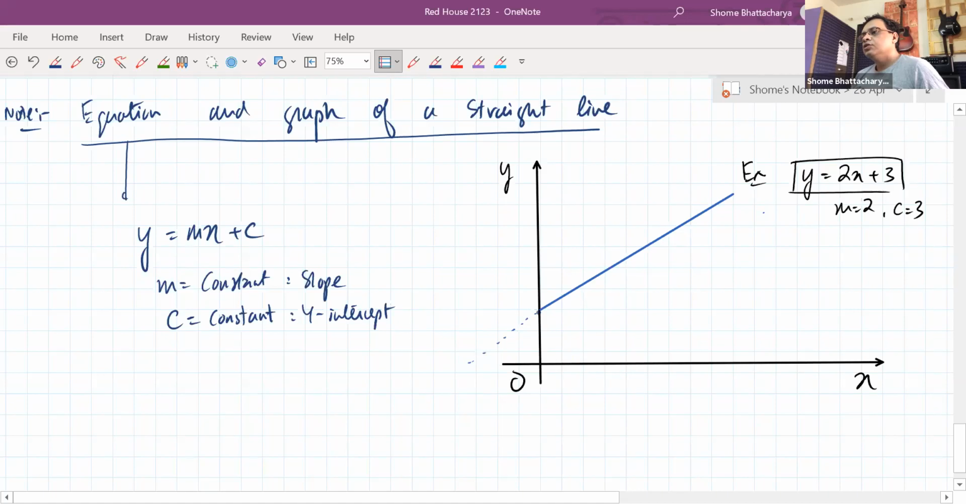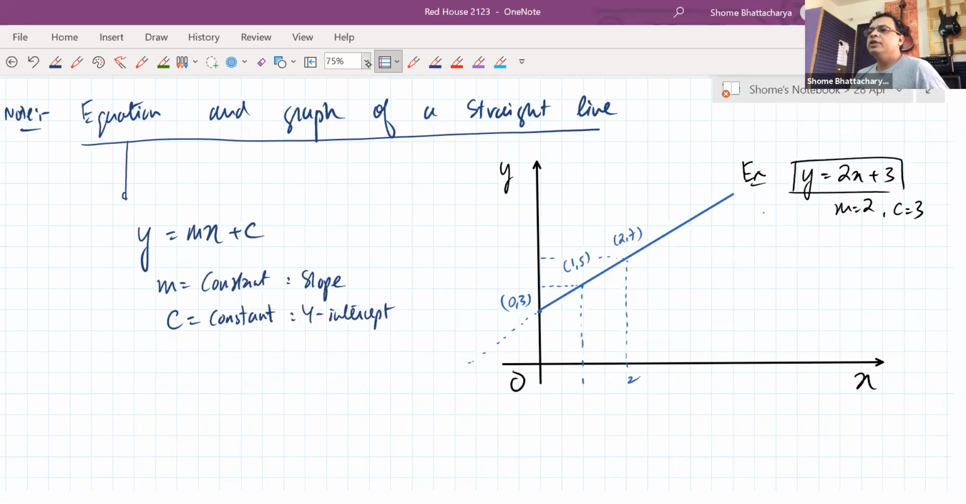So this point will be how much? When x is 0, the value of y is 3, so it will be 0, 3. Now let's say x equal to 1 lies here, x equal to 2 lies here. This point will correspond to the ordered pair: when x is equal to 1, you can see the value of y is becoming 5. When x is equal to 2, the value of y is correspondingly becoming 7.